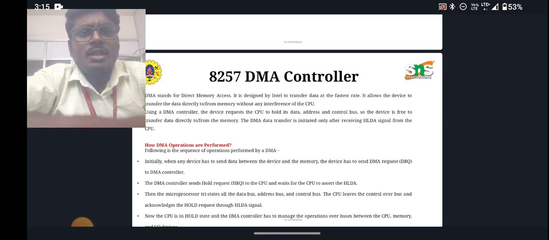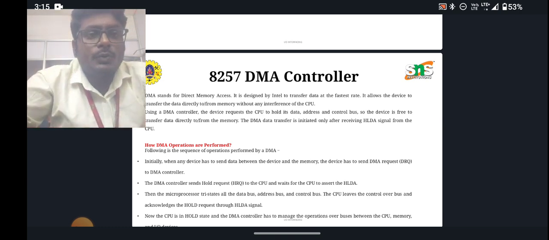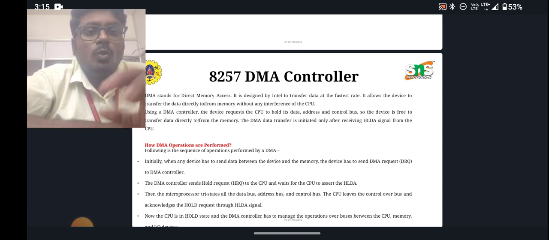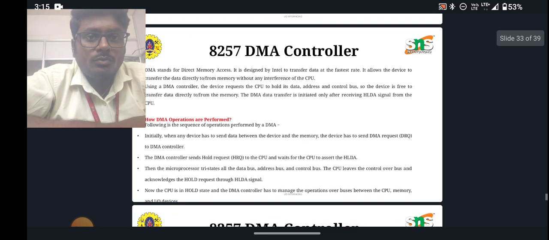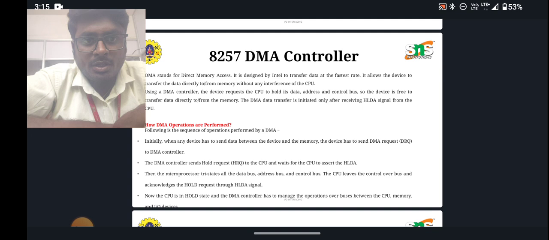Using a DMA controller, the device requests the CPU to hold its data, address and control bus. So the device is free to transfer the data to or from the memory. The DMA data transfer is initiated only after receiving the HLDA signal from the CPU. How are DMA operations performed?